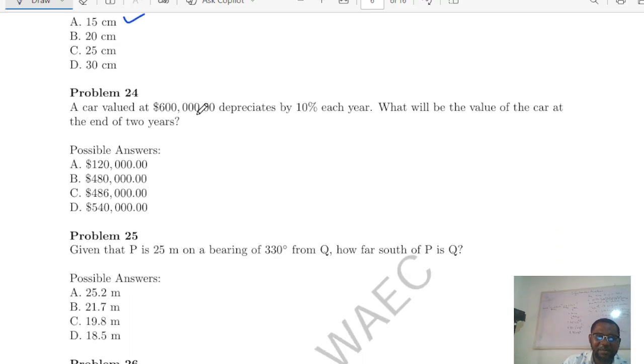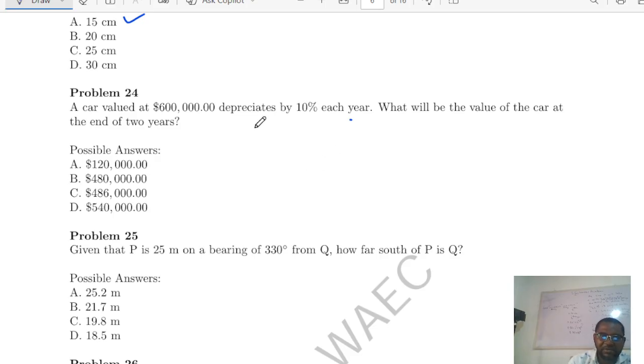Getting interesting, right? So number 24 says a car valued at $600,000 depreciates by 10% each year. So the depreciation each year is by 10%. What will be the value of the car at the end of 2 years? So this depreciation at the end of 2 years depreciates by 10% every year. This is also a compound interest, but this time around it is depreciation.